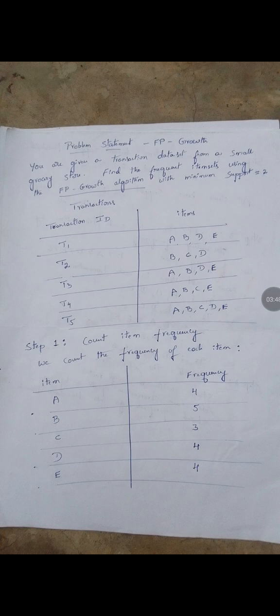In the same way we have to calculate for D and E. For D, item D is identified in the T1 transaction and T2 also and T3 also. In T4, item D is not there. For T5, item D is there. Out of 5 transactions, 4 times item D is repeated. In the same way, E is also repeated 4 times out of 5.